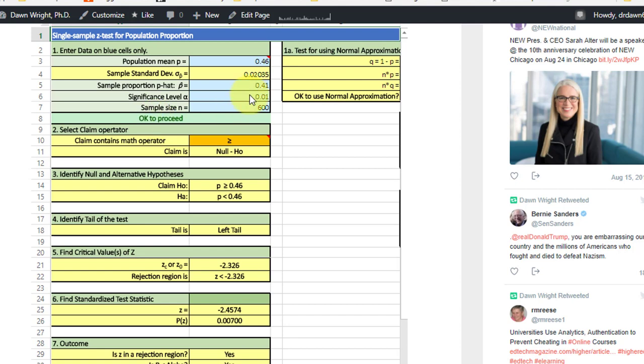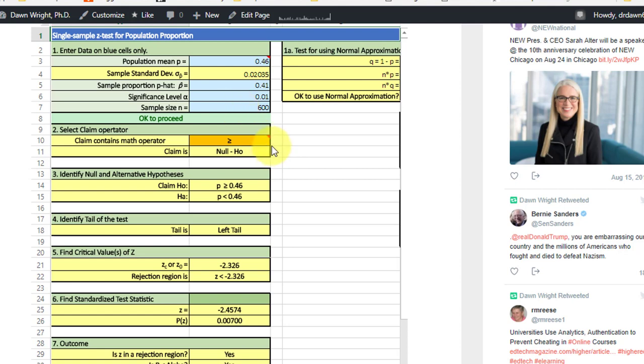So we need to enter in our population proportion, which in this case was 0.46. You only enter data in the blue cells. The yellow and green and orange cells are all protected, so you shouldn't be able to change anything. The sample standard deviation is being calculated for you, but you've got to enter the sample proportion, which in this problem was 0.41. Again, remember, although it said 41%, you have to use decimals in these calculators and in StatCrunch as well. The significance level was alpha, and the sample size was 600.